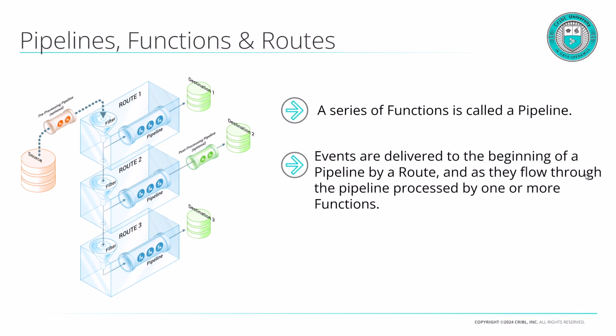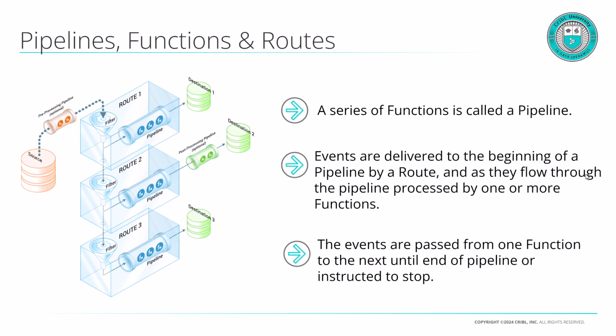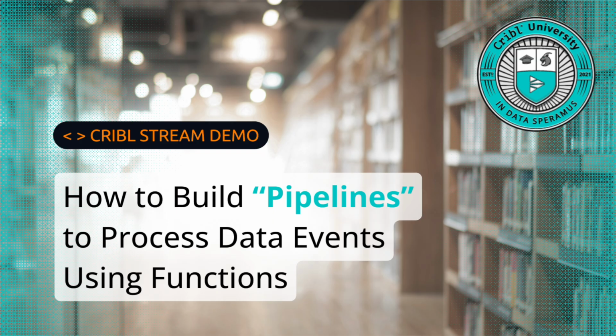As events flow through the pipeline, they're processed by one or more functions. Depending on what you're trying to accomplish, it could be a very short pipeline or a very long pipeline. The events are passed from one function to the next. One function acts on it, then the next function acts on it until you get to the end of the pipeline. Or you can put instructions in there to stop processing the data after a specific function handles it.